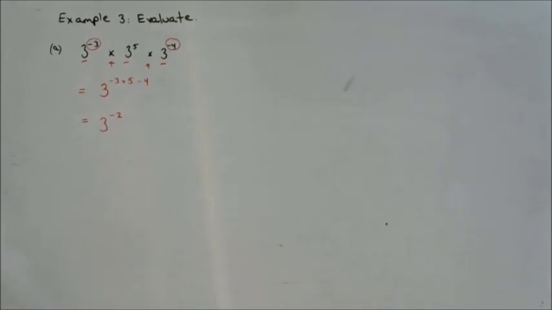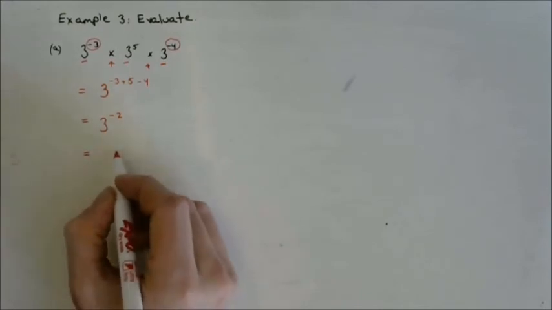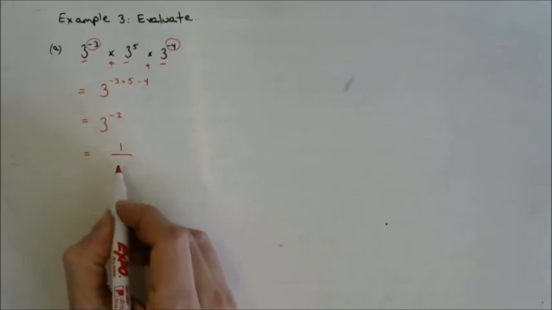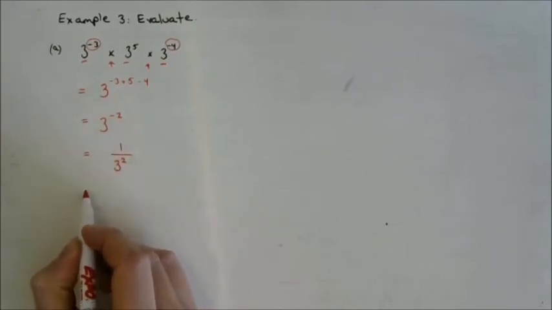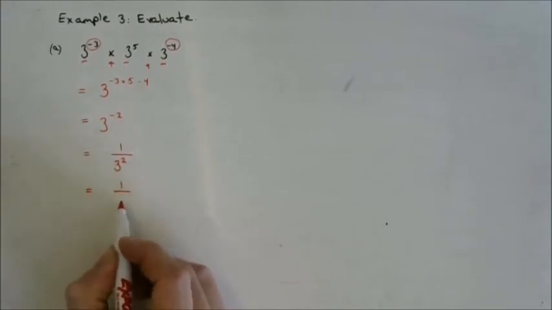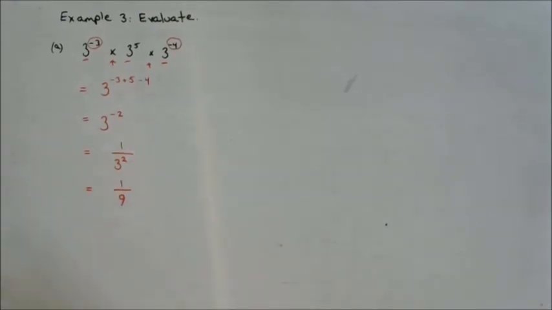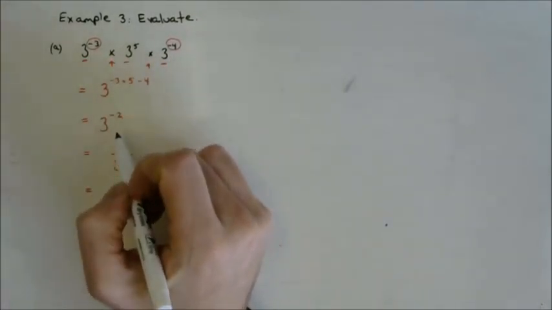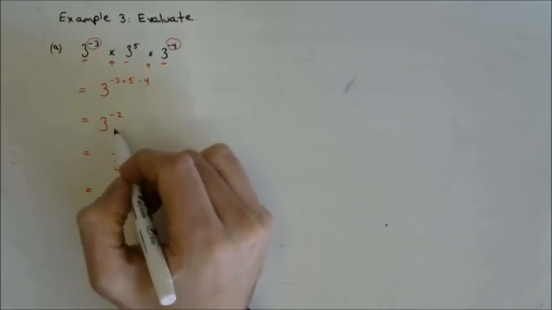Now I have a single power with a negative exponent, which I can express as a positive exponent because 3 to the power of -2 is the same as 1 over 3 to the power of +2, and we know 3 to the power of +2 is 9. So this thing reduces to 1 over 9. Again, we applied the product rule of exponents, then the rule for negative exponents.